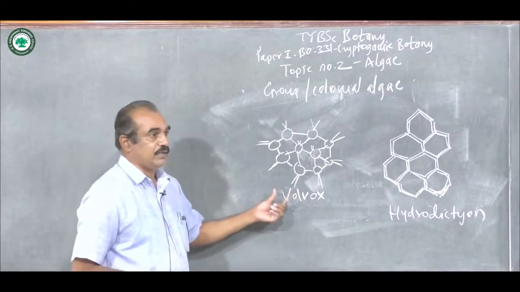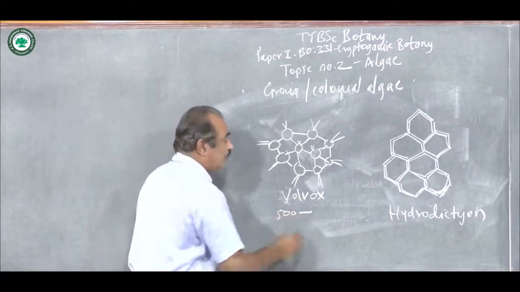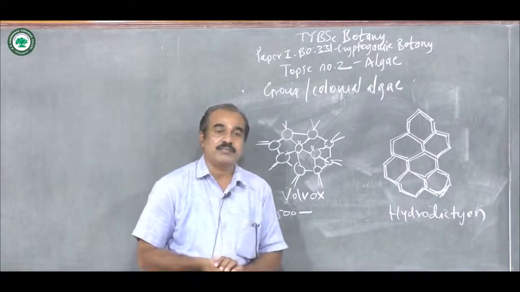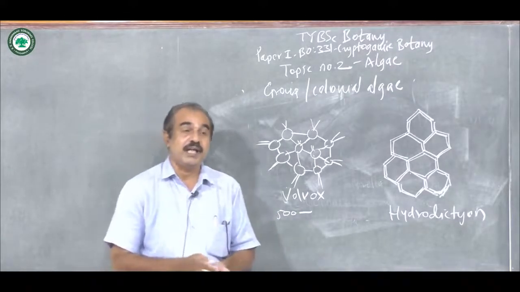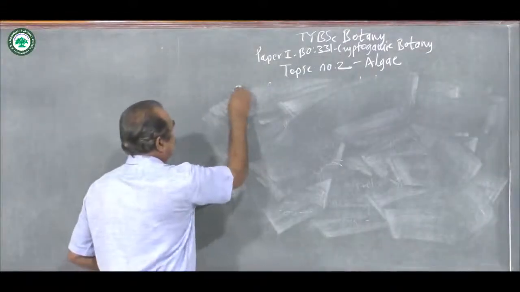And the number of cells, for example in Volvox, there are about 500 or more than 500, and the number of cells in each colony is fixed, and it is according to the species. The next character, that is the filamentous algae.